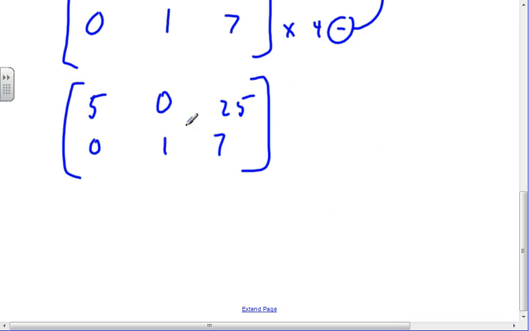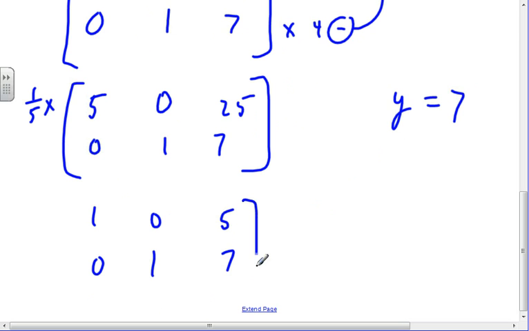That's what this is telling me right here. So I can tell you y is 7 right away. I'm going to multiply this top row by 1 over 5, and get a 1, 0, 0, 1, which is what I'm looking for. I'm looking for the identity matrix, 5, 7. And now I find that x is 5, and y is 7.